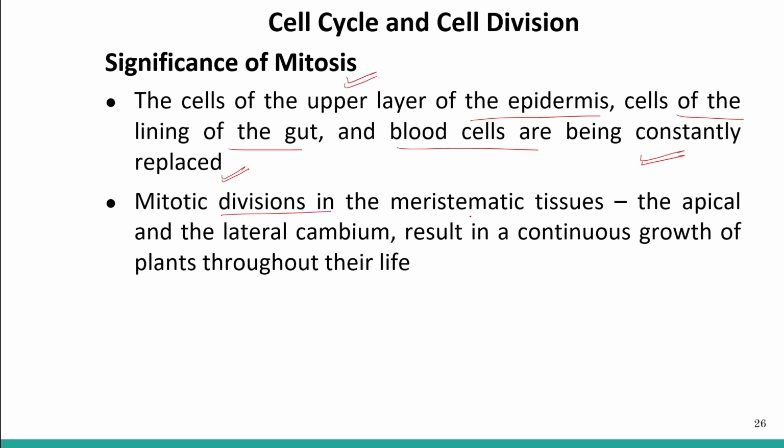Mitotic division in the meristematic tissue, the apical and the lateral cambium, results in a continuous growth of the plant throughout their life. So this is very important for the plants. In the plant, they have continuous division of these cells, like we can see in the formation of the lateral cambium or the meristematic tissue, right? So this occurs due to the process of mitosis.